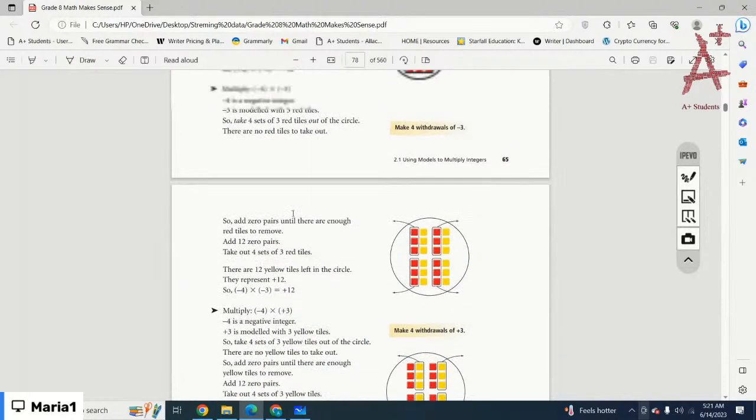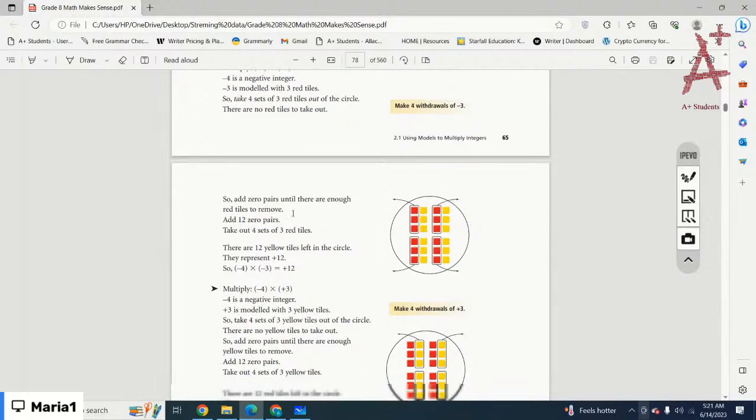Basically, when we are working with negative numbers, like negative 4 times negative 3, you have to make 4 withdrawals of negative 3, because 4 is also a negative number. Got it? So you add positive and negative as well. Just look at the next example.